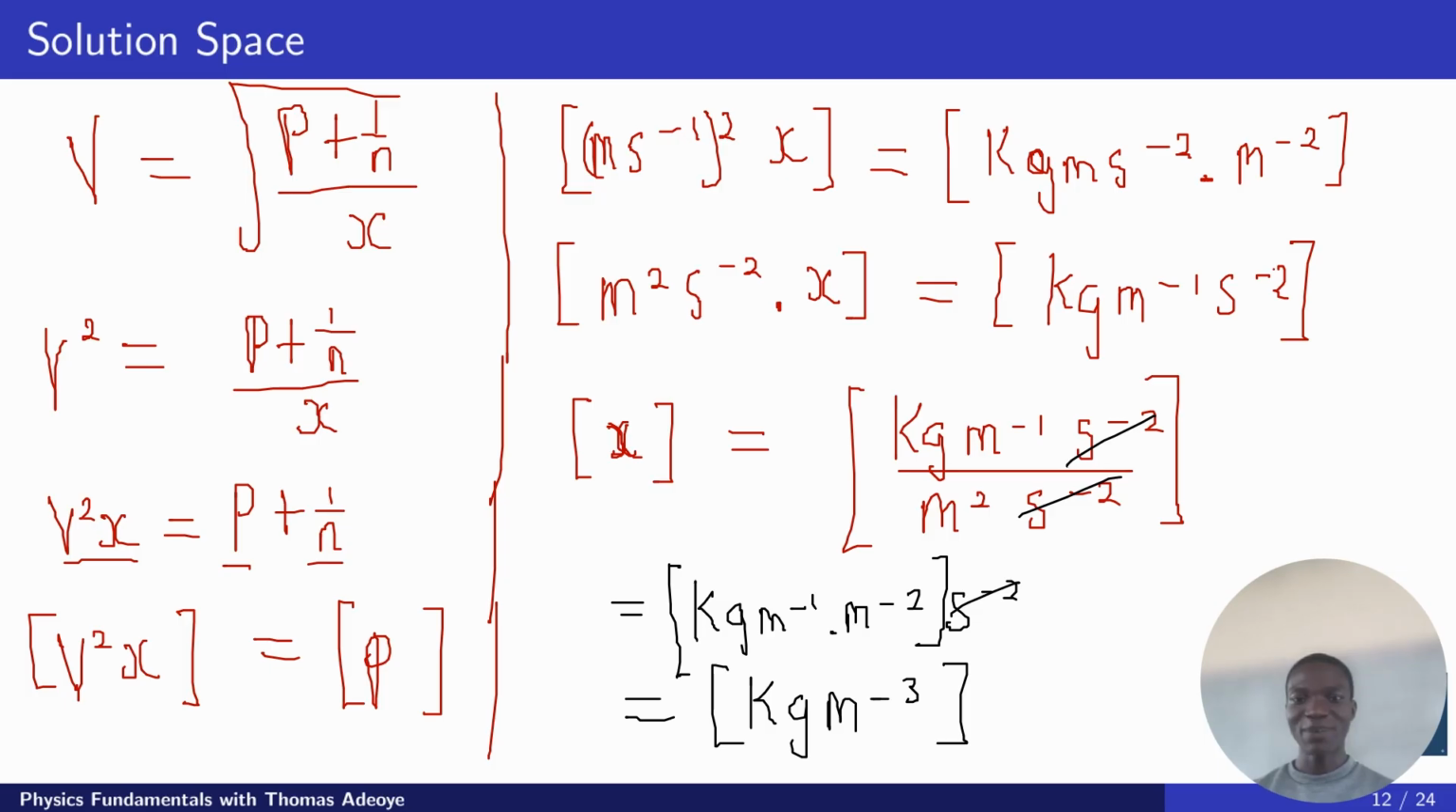So what about the dimension? The dimension will just be, what is the dimension of kg? That's M, and this is L raised to power minus 3, and this is just what we are trying to find. Yeah, that took a while, right?